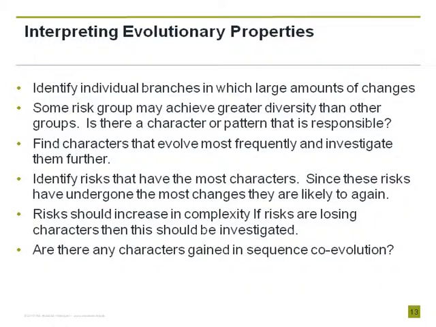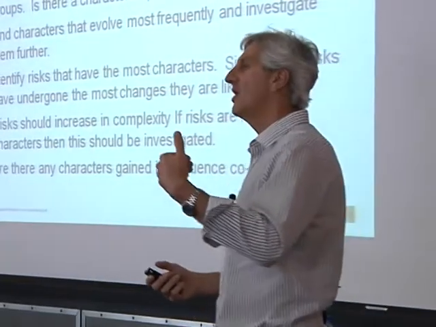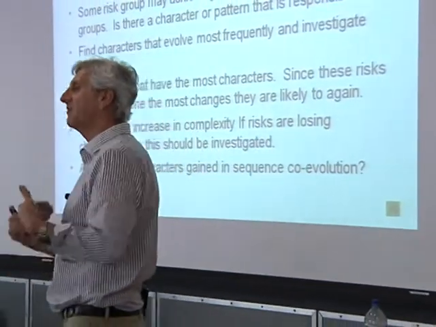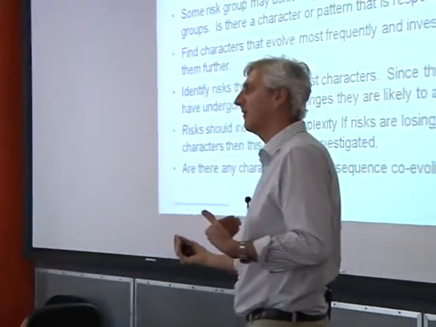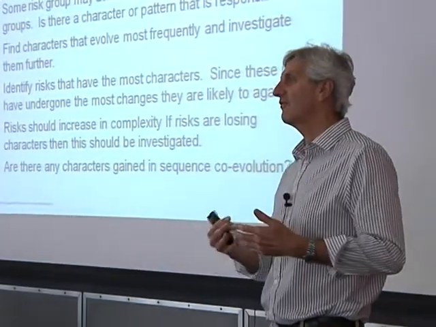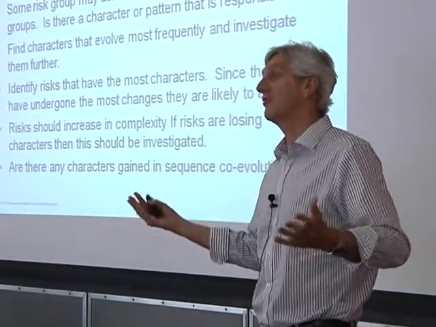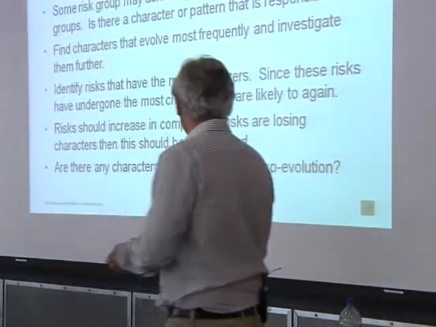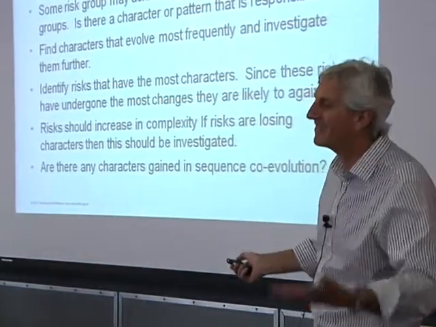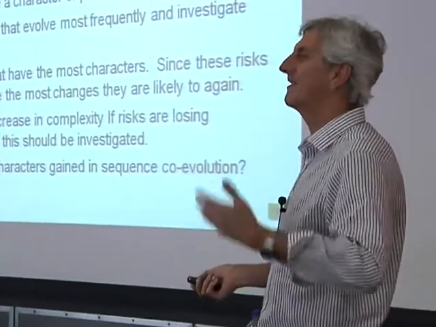Most risks, sorry, I'm jumping around there, look for the ones with the most characters, that's maybe what we just looked at, and see whether they're likely to change again. The risks should be getting more complex over time. This is almost in the same way of saying you can date a hedge by the number of species in it. And indeed, that's what people do. So if you've got only one species of hawthorn in a hedge, it's not a very old hedge. So there is some basis for saying that we should be expecting risks to be more complex.